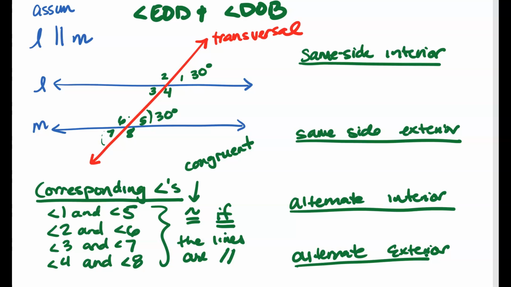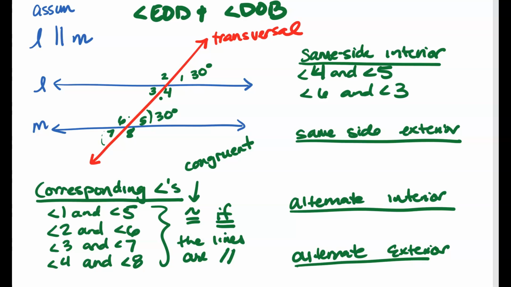Let's talk about same side interior. Same side interior angles are like 4 and 5, so angle 4 and angle 5, and then angles 3 and 6. We say interior because they're on the inside of those blue lines and they're on the same side of the transversal. So angle 6 and angle 3.